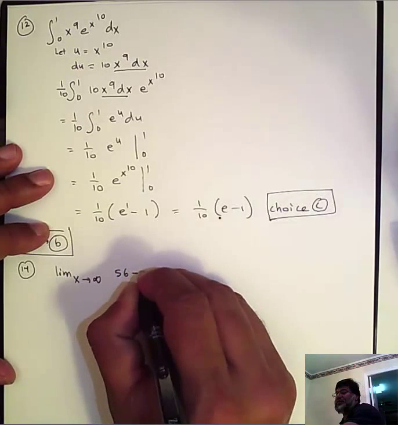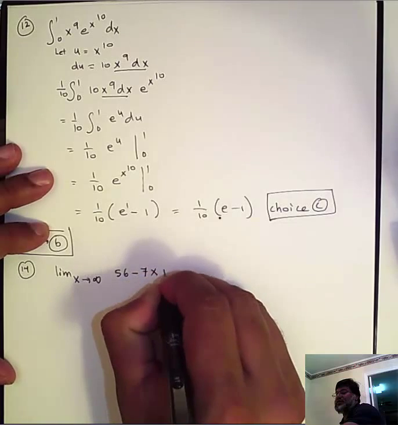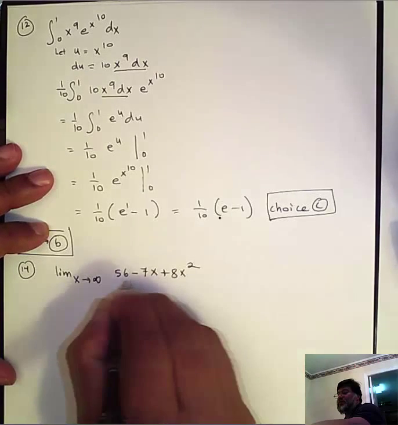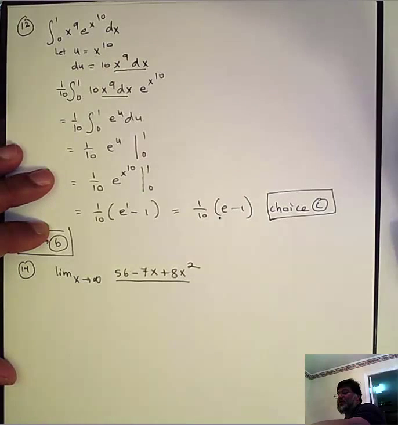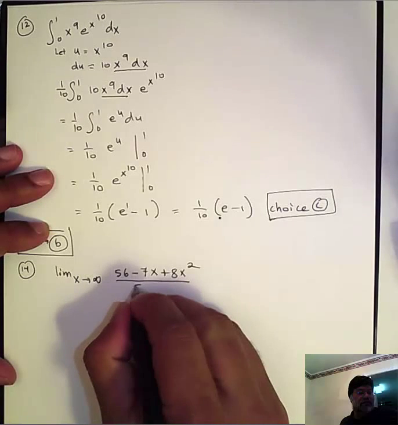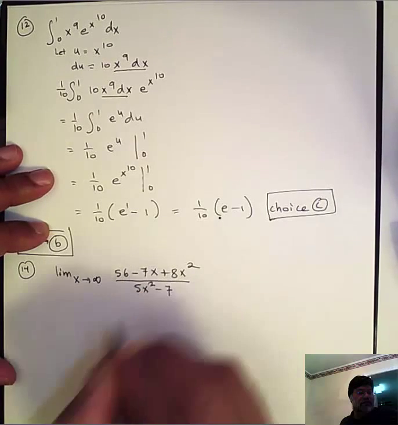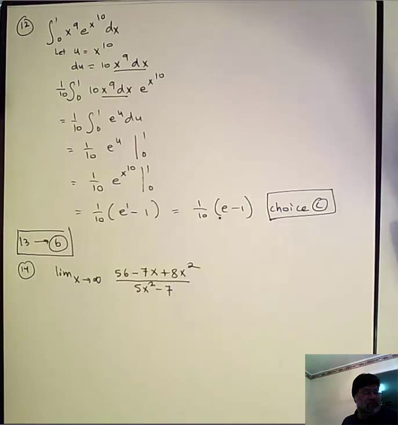56 minus 7x plus 8x squared, divided by 5x squared minus 7. Okay, it asks you to do it two different ways. First by using techniques from chapter 3 and then using L'Hopital's rule.